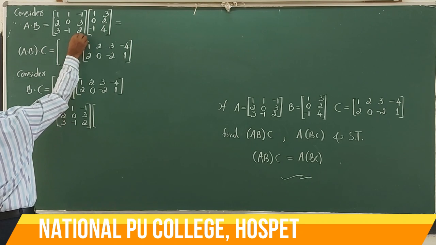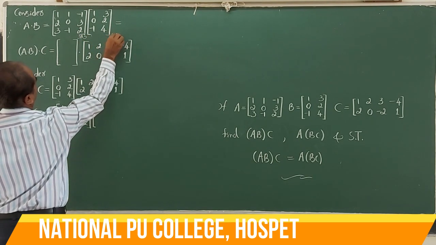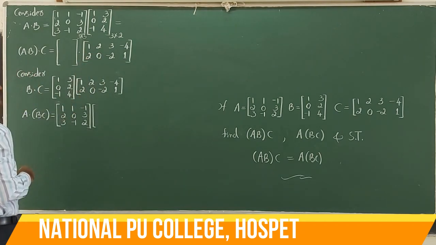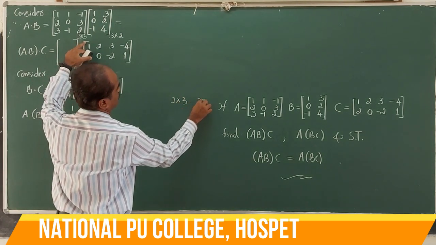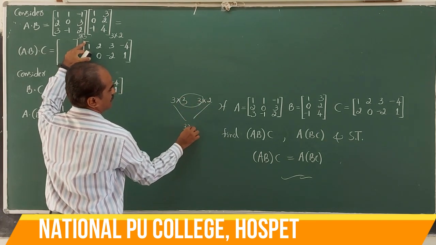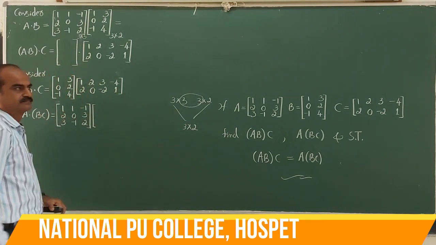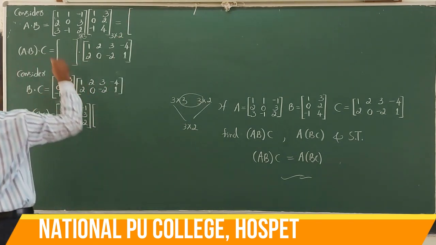Matrix A is of order 3 by 3. Matrix B is of order 3 by 2. On multiplying a 3 by 3 matrix and a 3 by 2 matrix, what is the order of the resulting matrix you are going to get? 3 by 2. That is equal to. Now, the procedure.